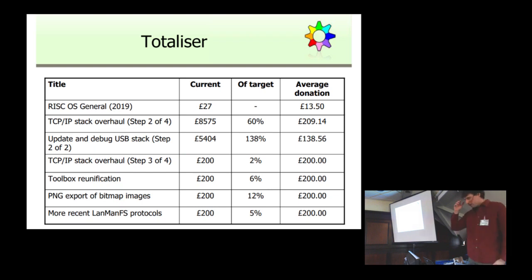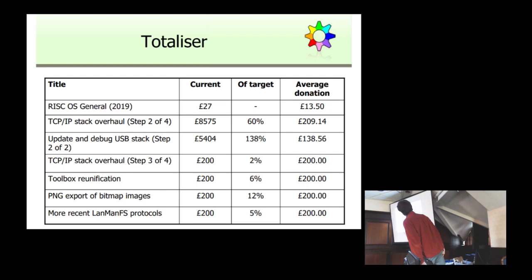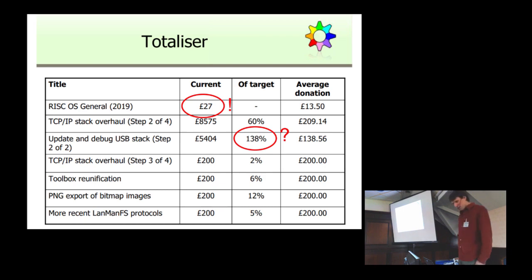So I talked about 51K of accumulation earlier. This is a screen capture from about 10 o'clock last night in the hotel. It's quite interesting. I highlighted a few numbers. Out of 6 billion possible people on Earth, the contributions to RISC OS Open so far this year are £27, which is an average donation of £13.50, which by my maths tells me there's two people.